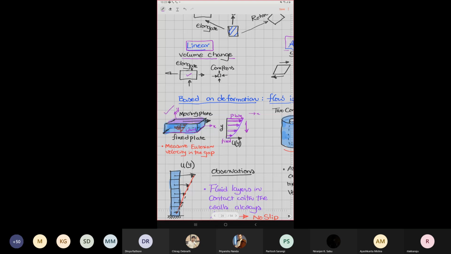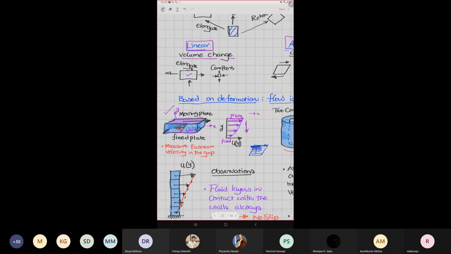Here, when you are trying to move a plate on the liquid, all the liquid layers which are in contact with each other, you can think of something like a stack. Paper stacks: first, second, third, fourth, fifth, sixth, seventh, eighth, and so on. You try to move the top one, and all these layers start moving in this direction. That has really surprised them.